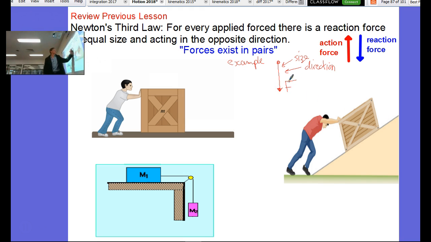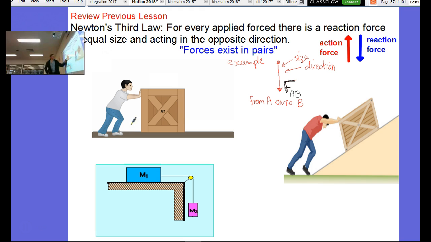So you might use a capital F to represent the force, and then write subscripts to say which object caused the force and which object received the force. So you might say this is a force from object A onto object B. The object experiencing the force is the second one, the B. From A onto B.